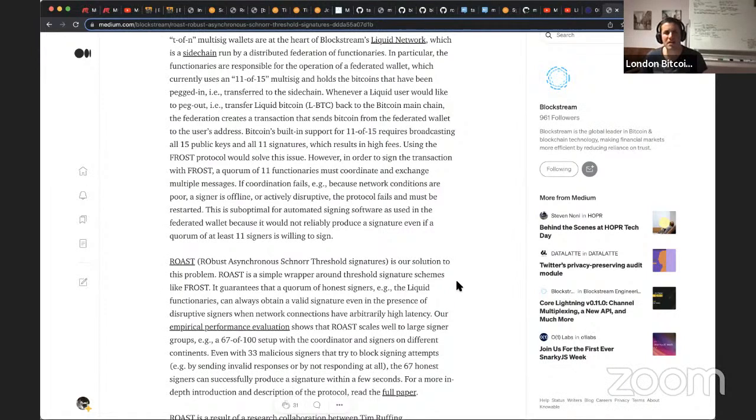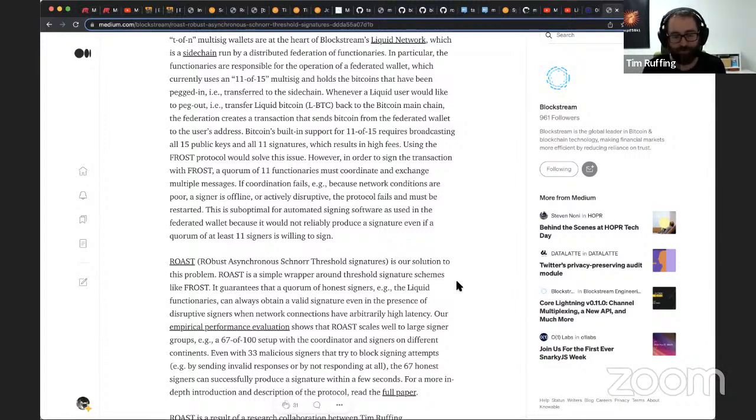Is it currently randomized in terms of choosing the 11 of 15 in just the normal CHECKMULTISIG? How is the 11 decided on who's going to sign? That's a good question. I'm not sure. I think at the moment we have a rotating leader, and the leader will ask everyone else to send a signature, and then we just take the first 11 signatures that we get and put them on the transaction.